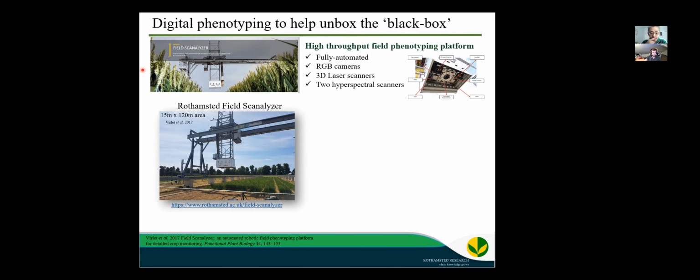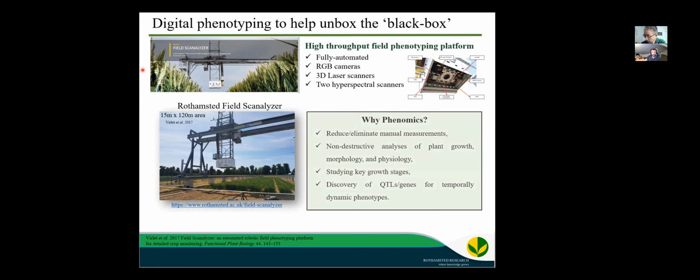Of course, we have drones as well. And I just want to mention this when I talk about my publications, just to keep in mind that we had this. It was one of the first platforms implemented by LemnaTec at that time. Of course, companies want to go through more dynamic ways of phenotyping than having fixed platforms. And why use phenomics? My perspective would say it's to reduce and eliminate manual measurements.